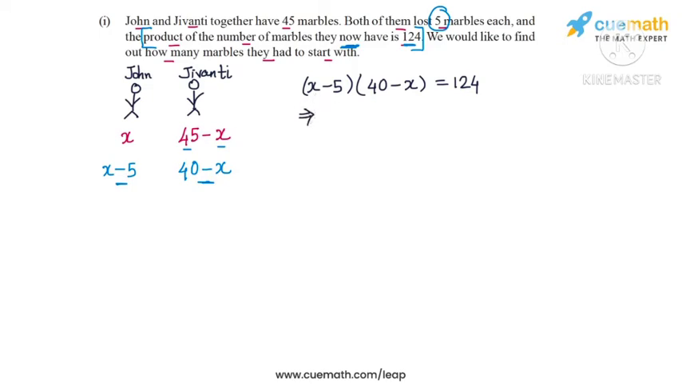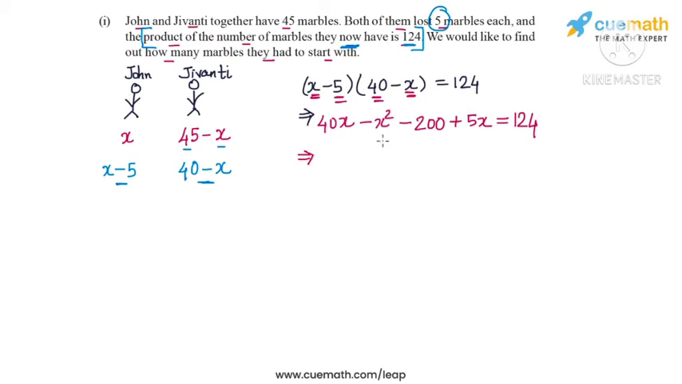So expanding the product on the left hand side, we have x times 40, so that's 40x. Then we have x times minus x, that's minus x square. Then we have minus 5 times 40, that's minus 200. And then we have minus 5 times minus x, so that's 5x. This is equal to 124.